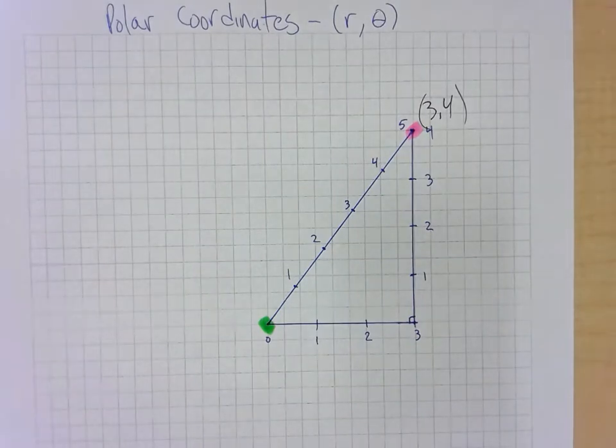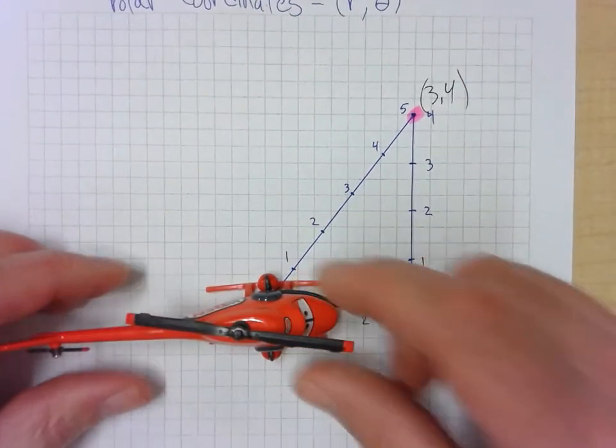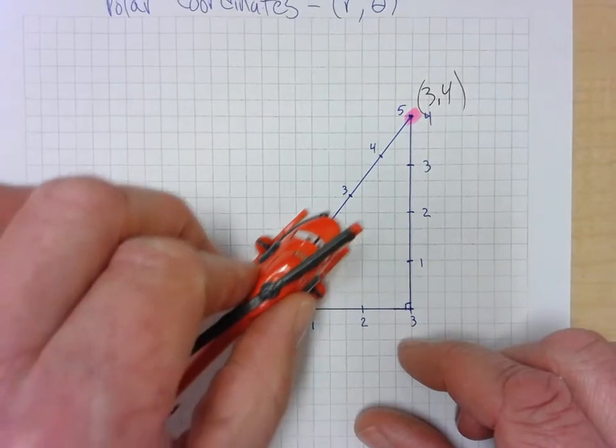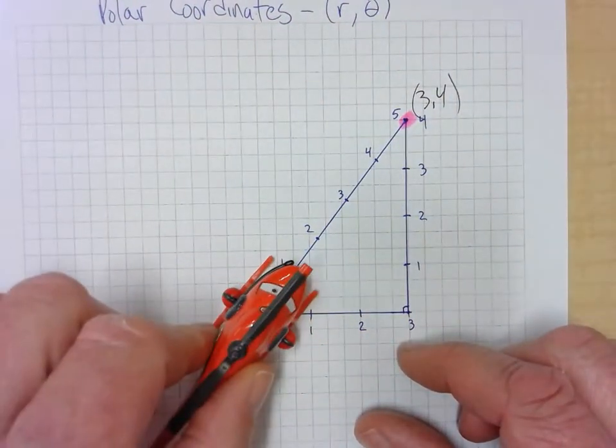But what if Lightning McQueen wasn't a Lightning McQueen and he was this helicopter? Well, a helicopter doesn't have to travel on the roads. The helicopter can turn an angle and then fly a straight distance and do the same thing. So turn an angle, fly a distance.